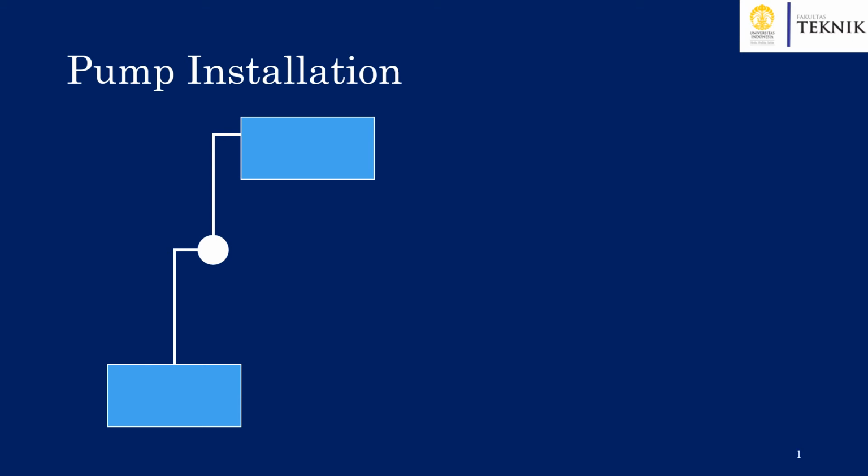And now let's talk about the pump installations. Normally, we want to move fluids from point 1 to point 2, between two reservoirs, and the fluid is being moved by a pump here. In this line, we have a suction pipe and a discharge pipe.